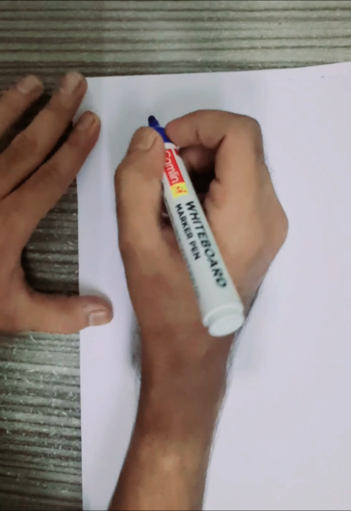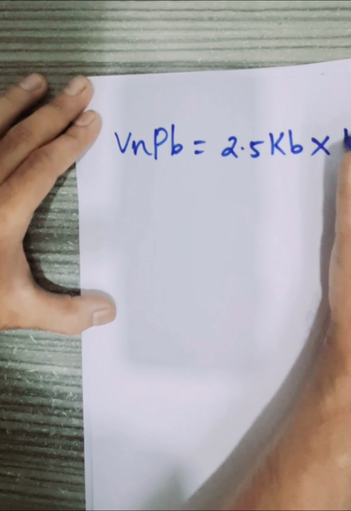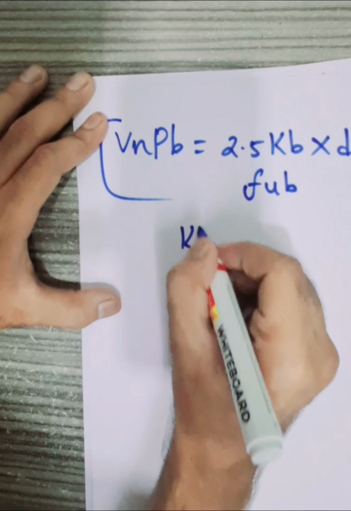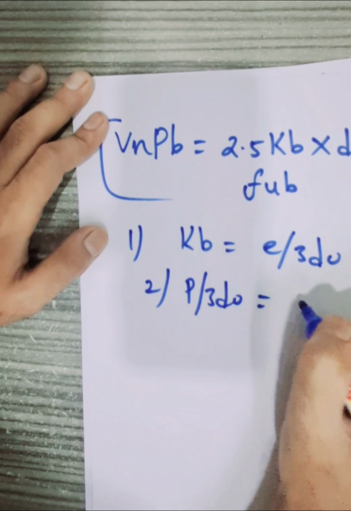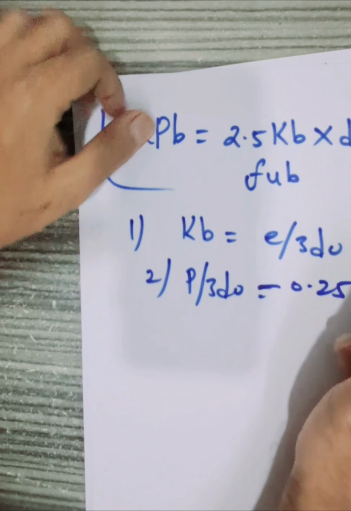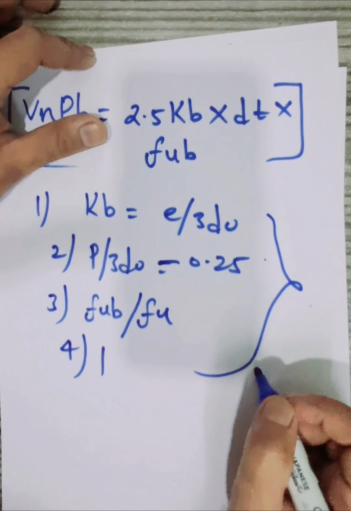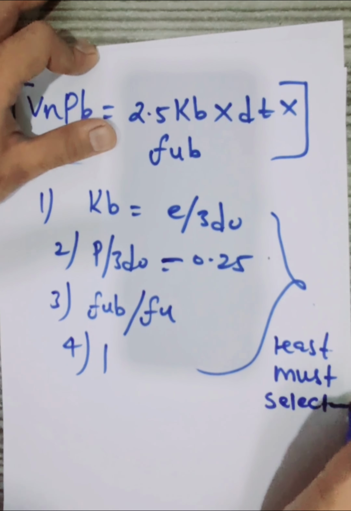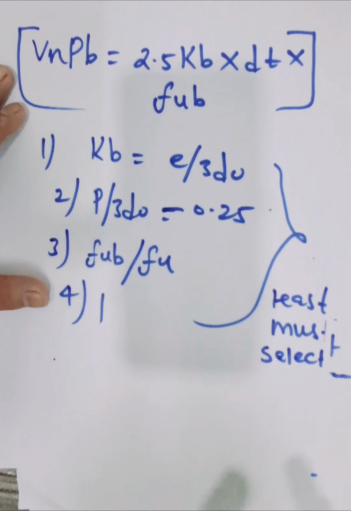Next, we go towards VNPB, which is 2.5 kb into d t into FUB. What is kb? It is the least of e by 3 d naught; second, p by 3 d naught minus 0.25; third, FUB divided by FU; and fourth, 1. You need to select the least value from this list. Since it is the design of a bolt joint, the least of the following in shear, bearing and tensile strength of plate must be selected.